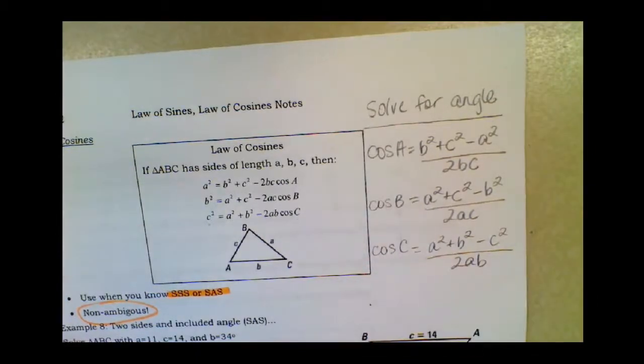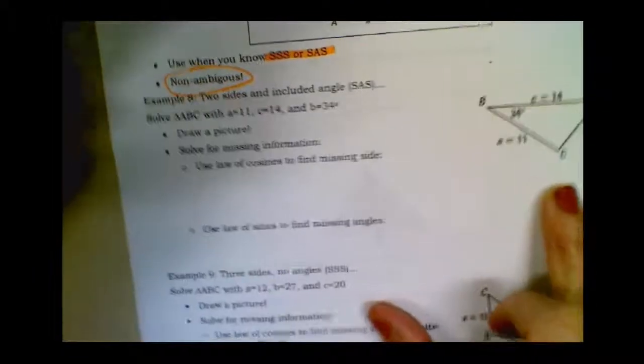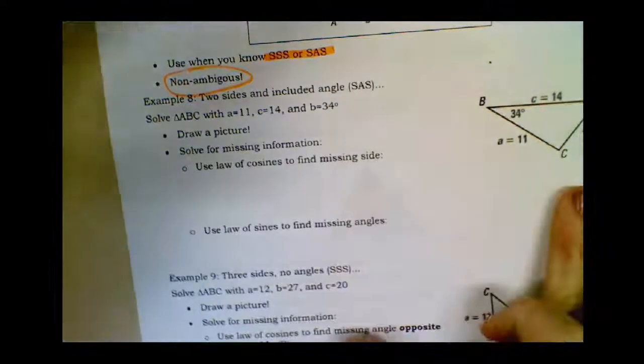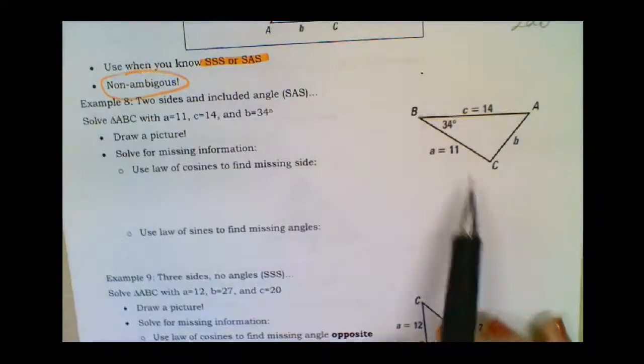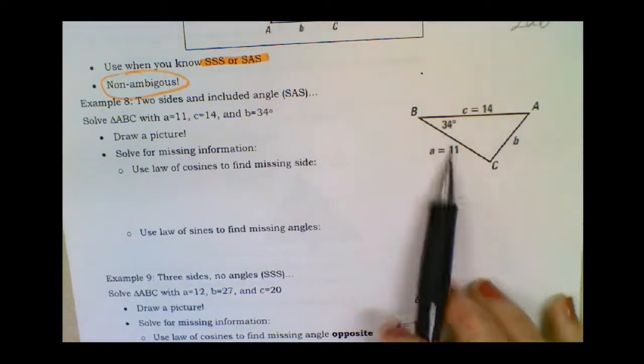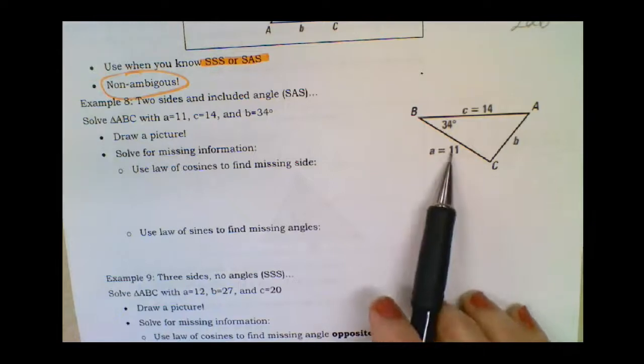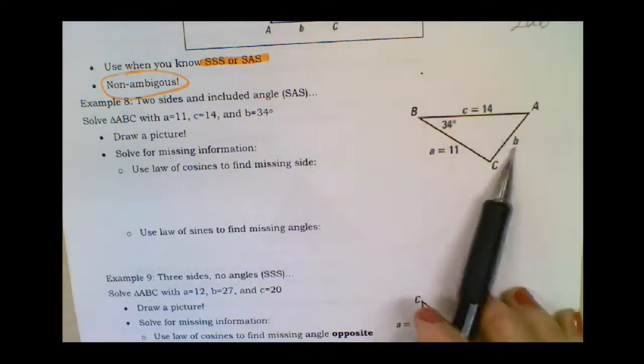Okay. All right, so let's try one of these. So luckily they've already drawn a picture for us. If the picture is not drawn for you, you are always going to draw a picture. So let's see what we have going on. We've got an A and a C, and we've got angle B. So we definitely have SAS going on. And so I am trying to find side B.